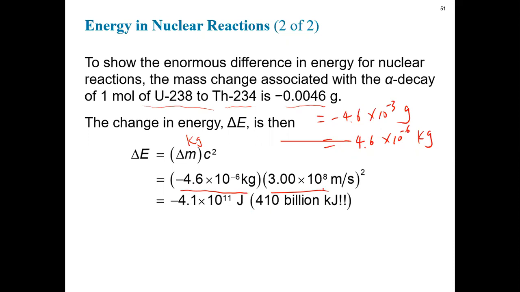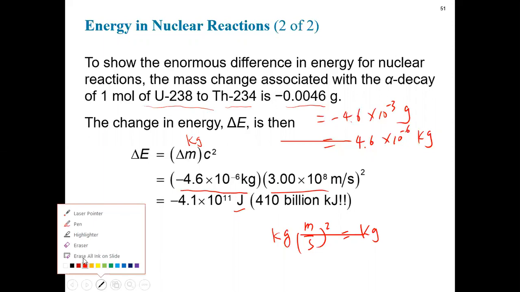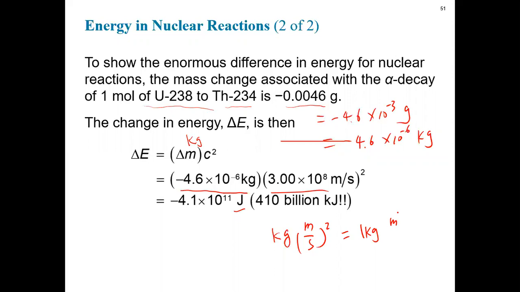So where do the joules come from? Well, the joules come from the units. You can see straightforwardly there's a kilogram, then you have meters per second squared. So that becomes kilograms times meters per second, and you square them separately, so meter squared over second squared. Just write the units. The units you get are a kilogram times a meter squared over second squared, and by definition this equals J, or joules.